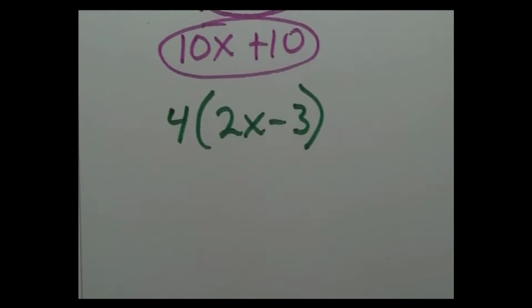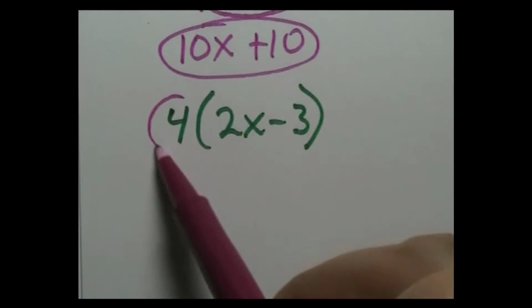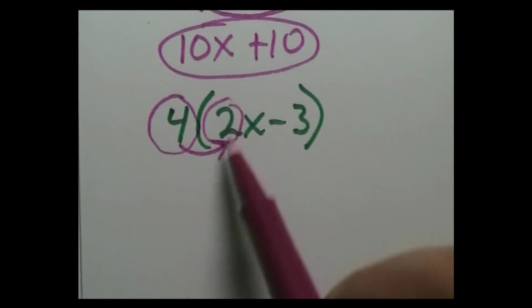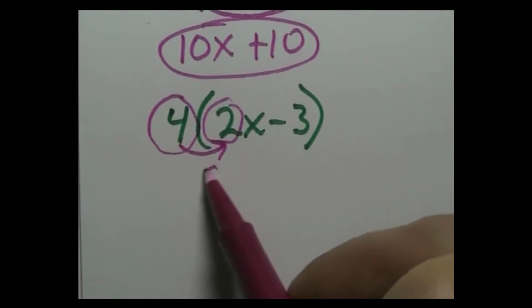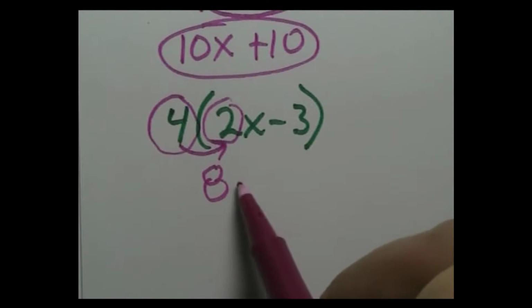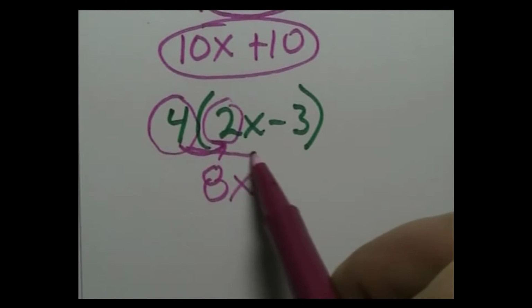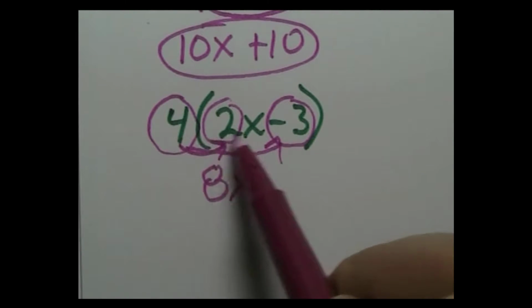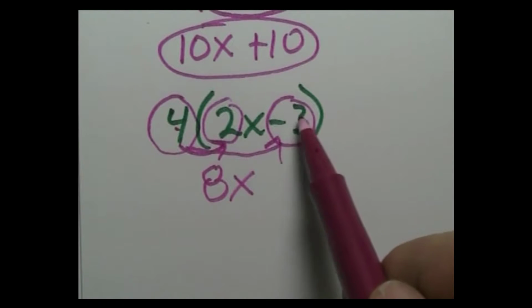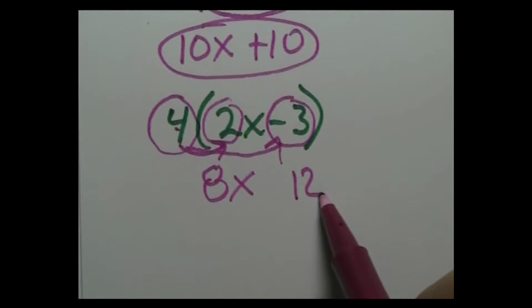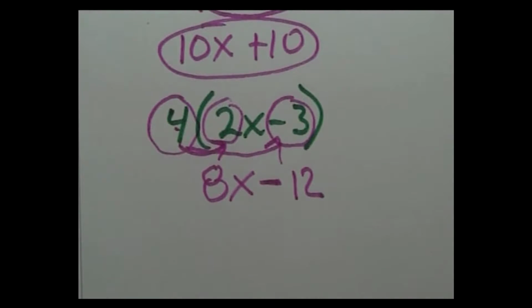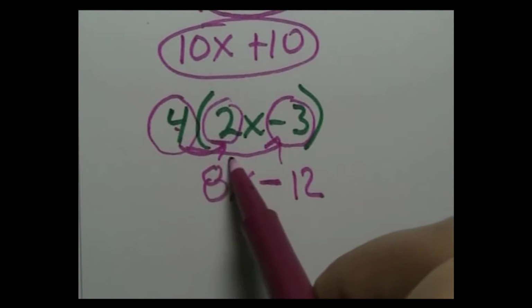So we're going to use the arrow method. The number on the outside, that's positive 4, times each one inside. 4 times 2, that's 8, 8x. 4 times, hey, that's a negative 3. 4 times negative 3. 4 times 3 is 12, and there's one negative, so the answer is negative.